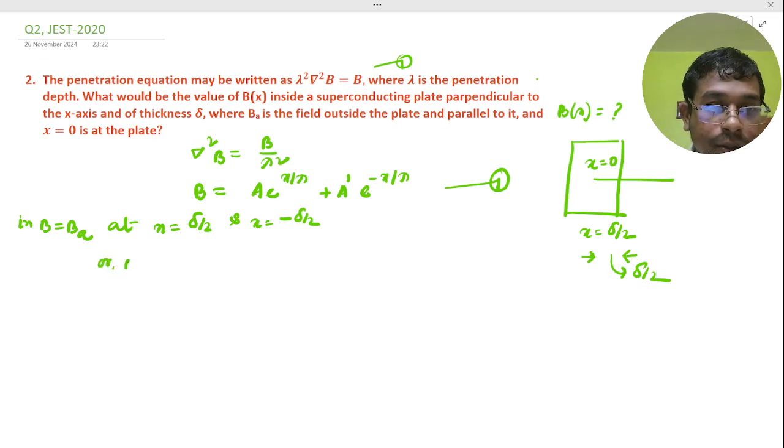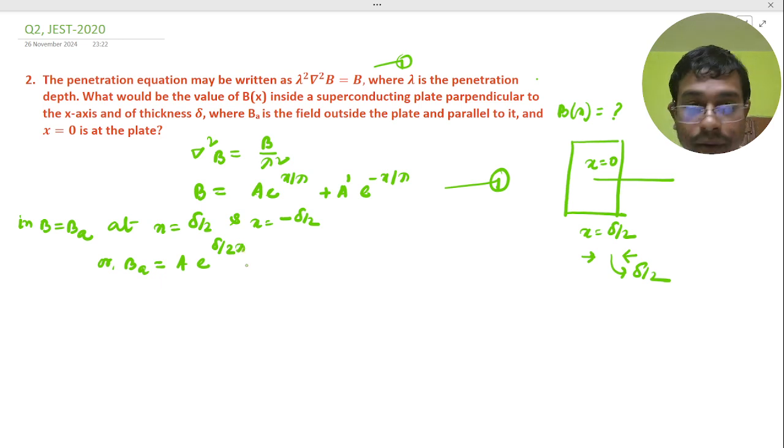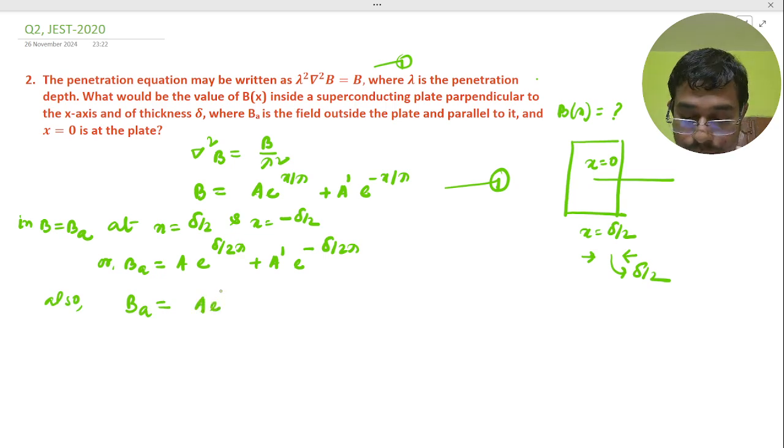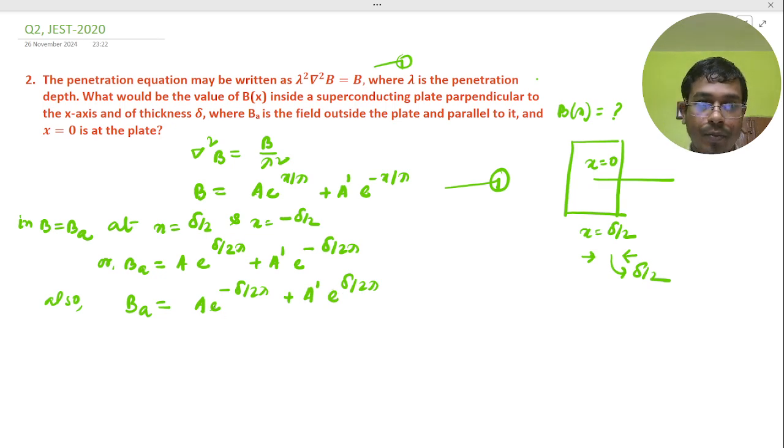So Ba is equal to A, put x as delta by 2, so e to the power delta by 2 lambda, plus A dashed e to the power minus delta by 2 lambda, and also Ba should be A exponential minus delta by 2 lambda plus A dashed e to the power delta by 2 lambda. From this we get A should be equal to A dashed. This is equation number 2.